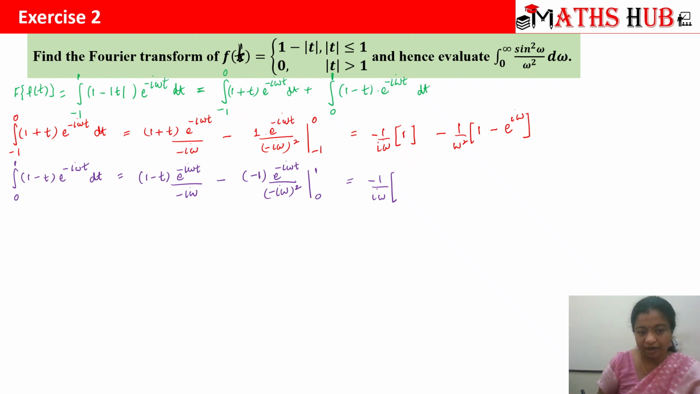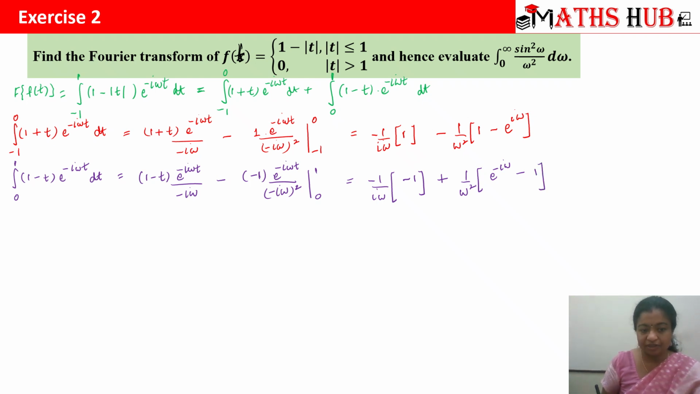With 0, it will become 1 minus 0 into e power 0. So I will get a minus 1 due to the lower limit. Then minus minus will become plus. Minus i square will also become plus. So we will get 1 by omega square. When I put 1, I will get e power minus i omega. And when I put 0, I will again get a 1.